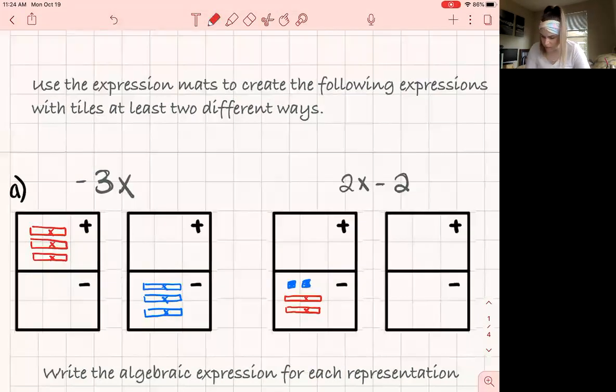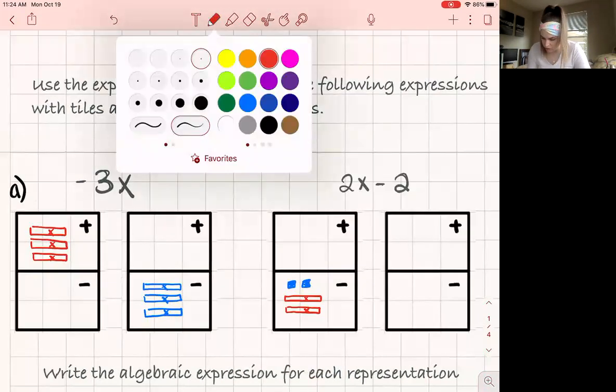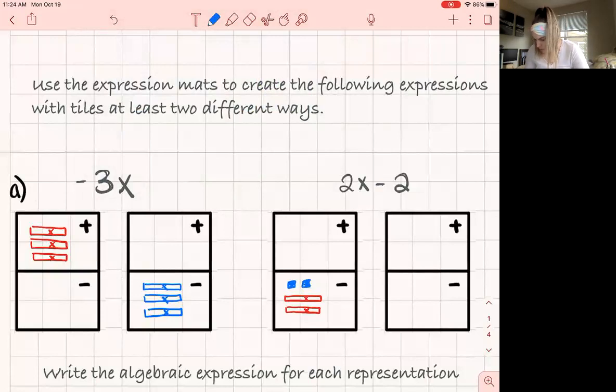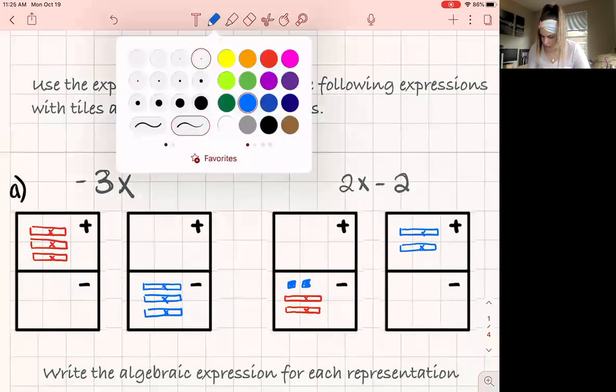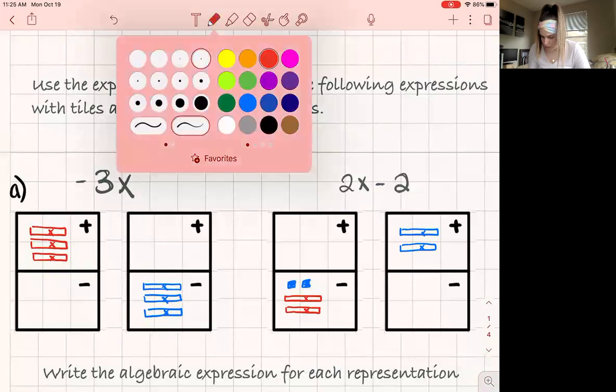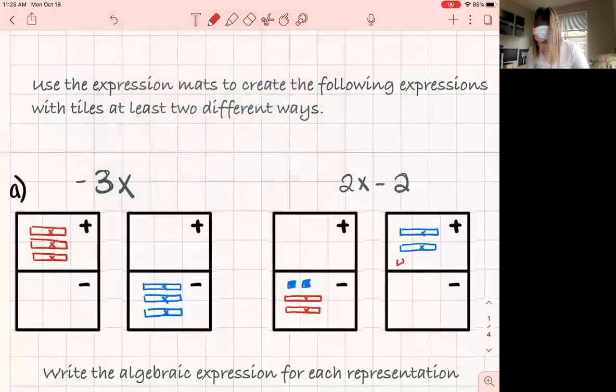Or I could split them and do it the straightforward way, where I'll put 2 x tiles up here, 2 x tiles here, and maybe I put some red up here. So now everything is up in the positive. There are tons of different ways that you could do this. You could come up with probably 6 more, at least, different ways to do that. Here are just some examples.